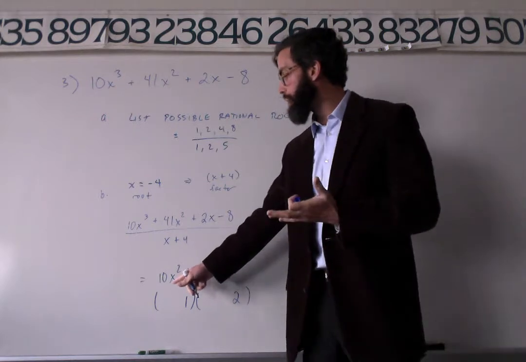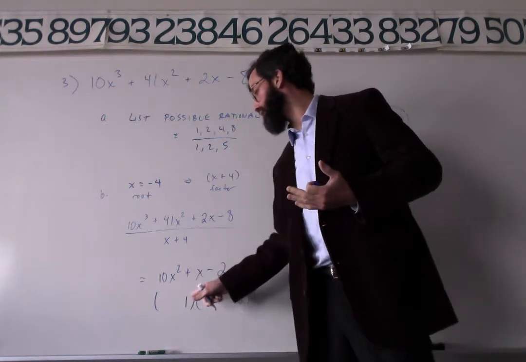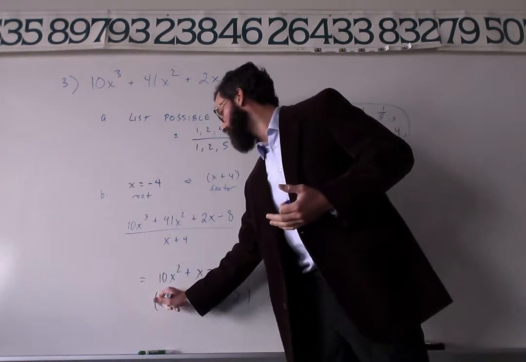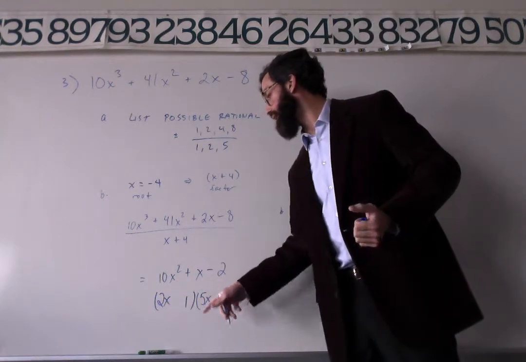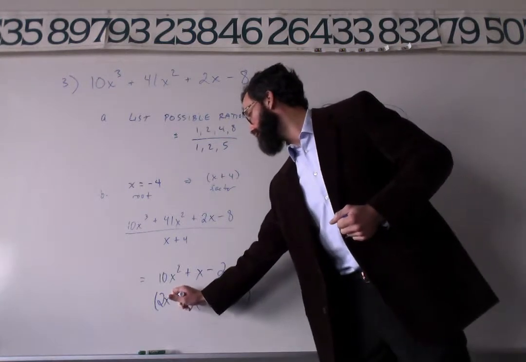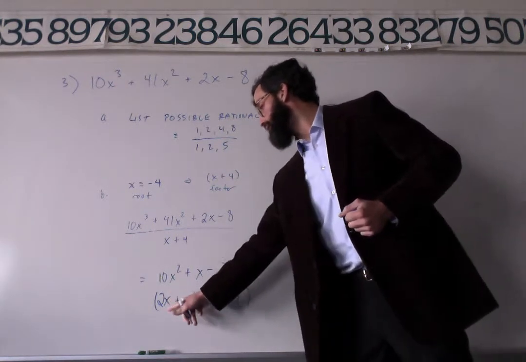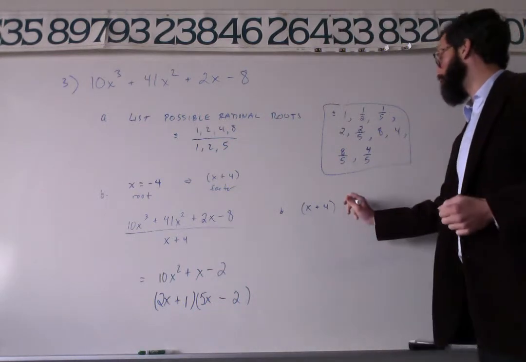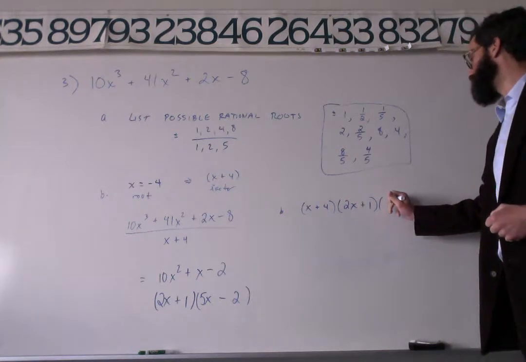For the 10x squared, we could have 10x and 1x, or 5x and 2x, or 2x and 5x. It's going to be 2x and 5x, okay? Because now we're forcing the 10x squared, and we're forcing the 2 to happen. But if this is now positive, this is going to be positive 5x. And if this is a negative, that'll be negative 4x, because they've got to add to positive 1x, right? So now we have all of our factors: x plus 4, 2x plus 1, 5x minus 2.